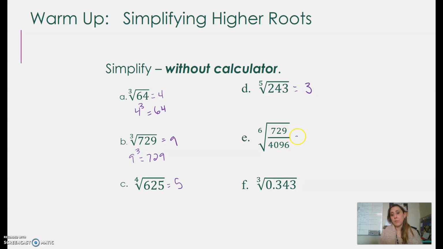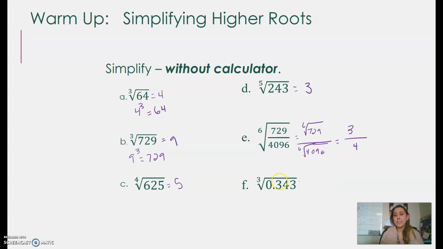And then this one, remember, we can rewrite this as the 6th root of 729 over the 6th root of 4096. And then we could just find each one individually. So the 6th root of 729 is 3, and that is because 3 to the 6th power is 729. And the 6th root of 4096 is 4. This one was a little bit tricky.